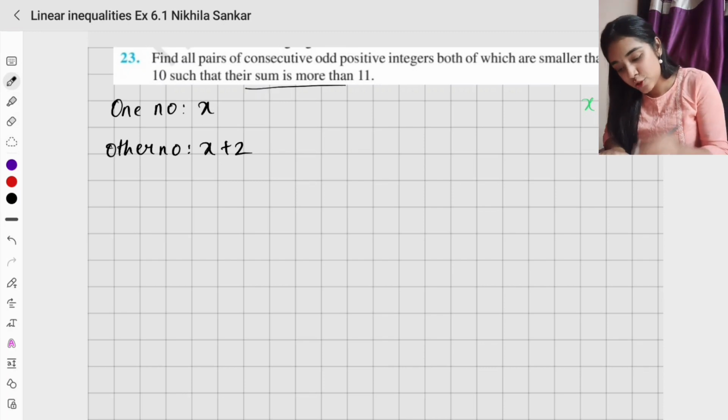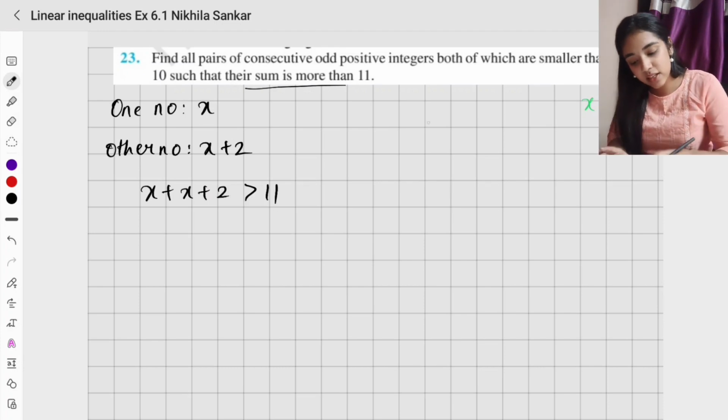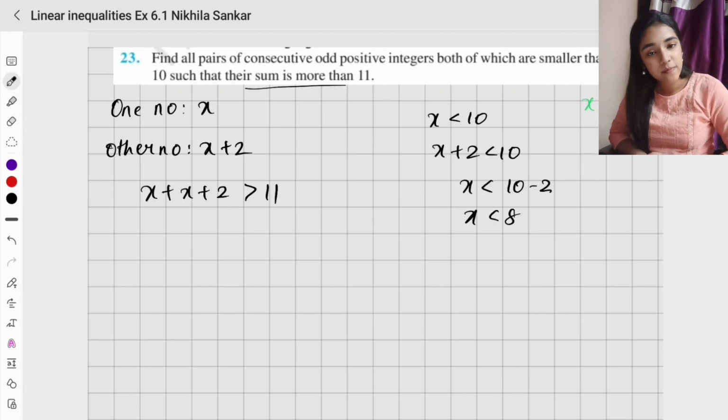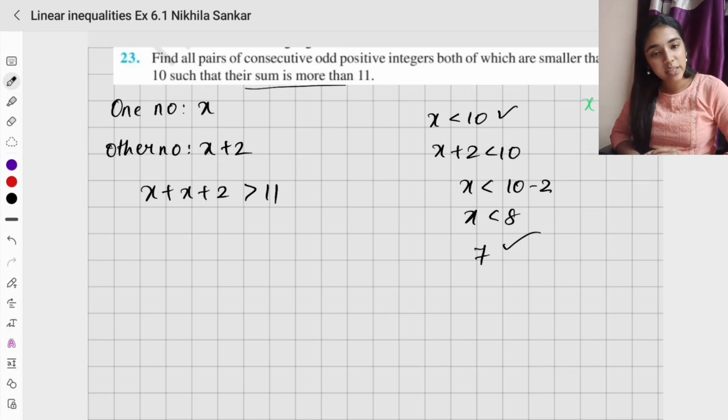So I have their sum should be more than 11. Appo x plus 2 is greater than 11. This is one condition. What is the other condition? I want x to be less than 10 and x plus 2 to be less than 10. Ipo idu solve panna enagum x less than 10 minus 2. So x less than 8. So x less than 8 na I can also choose the number 7, which means it satisfies both the equations. It satisfies 7 less than 10 you satisfy panadhu, idu satisfy panadhu.